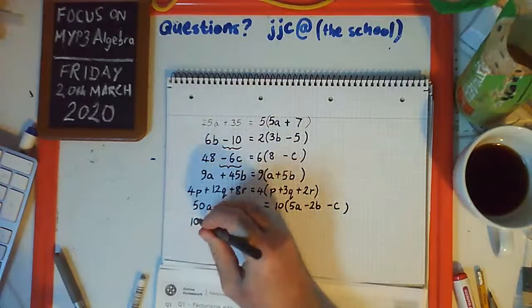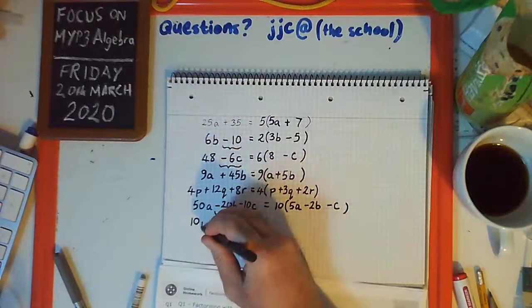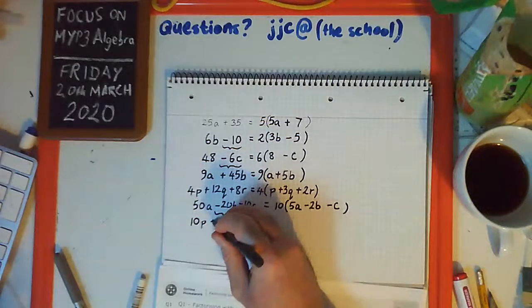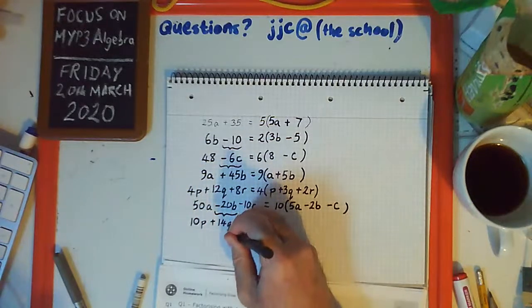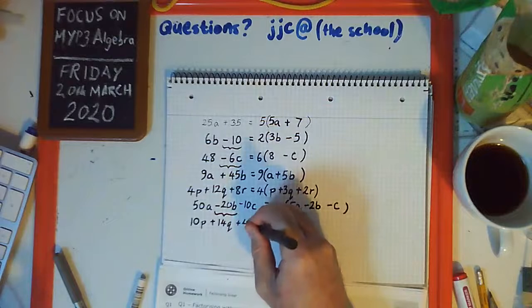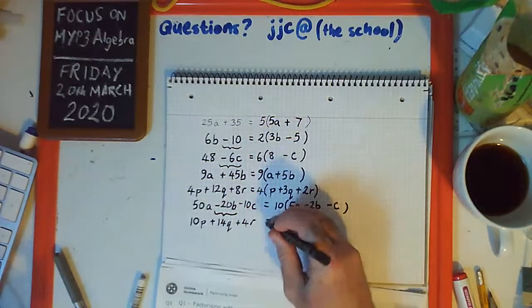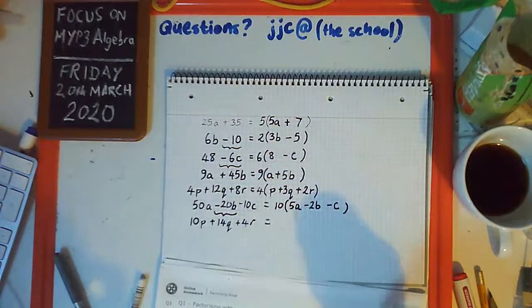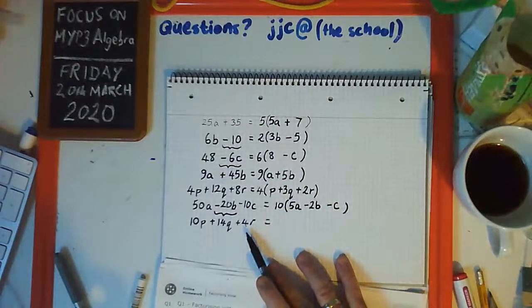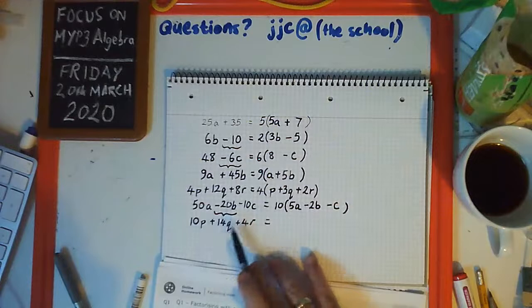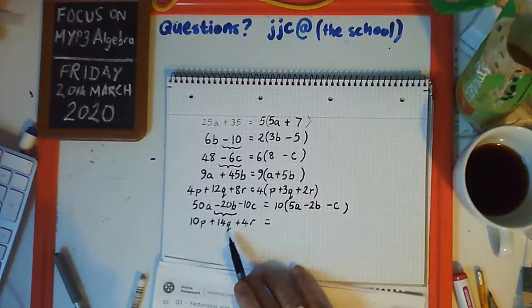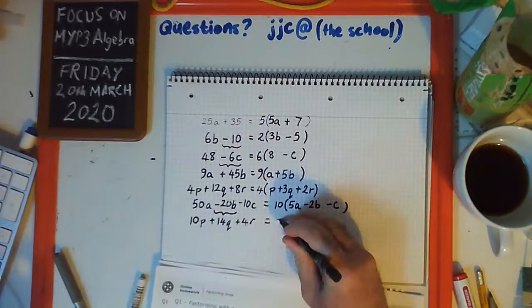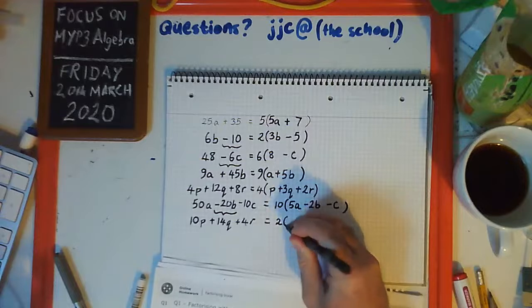Question 7 of this. 10p plus 14q plus 4r. Okay, so I see that 4 goes into 4, obviously, but 4 doesn't go into 10 or 14, so 4 is too big. In fact, the biggest thing we can divide everything by here is 2.